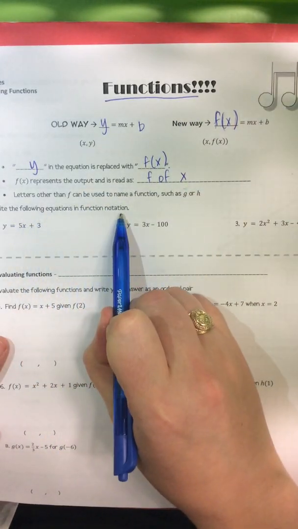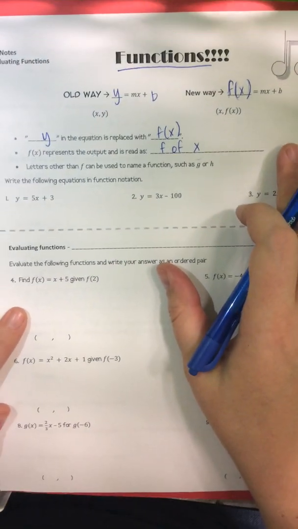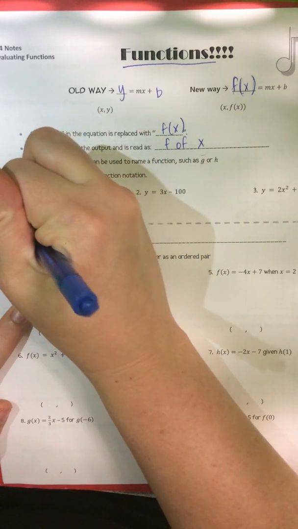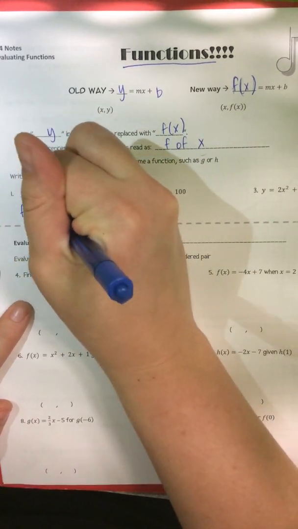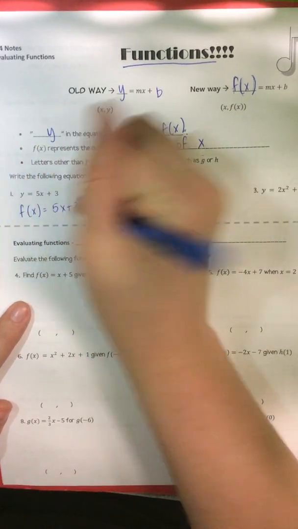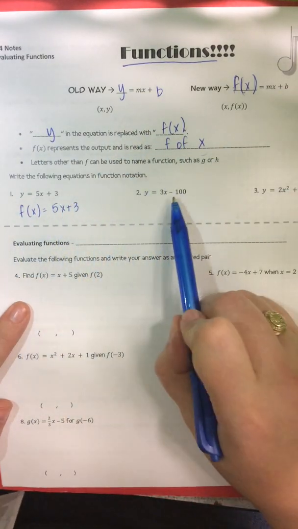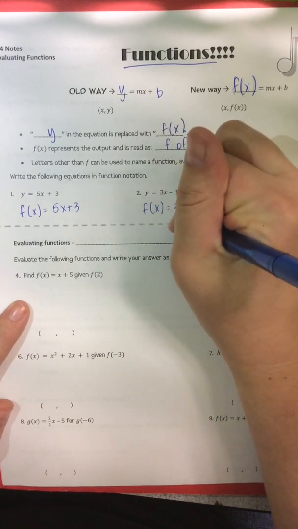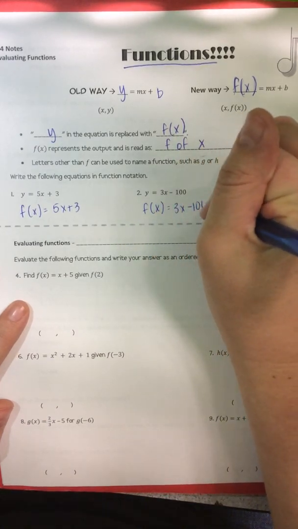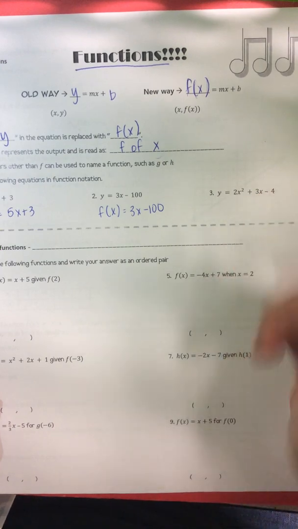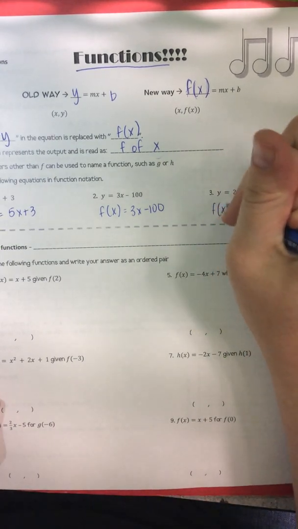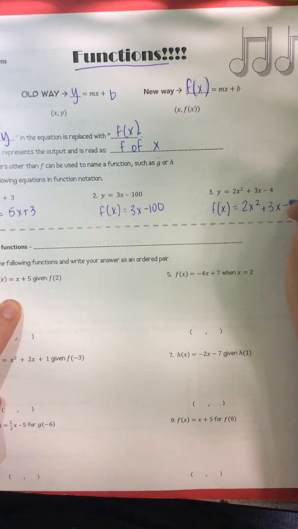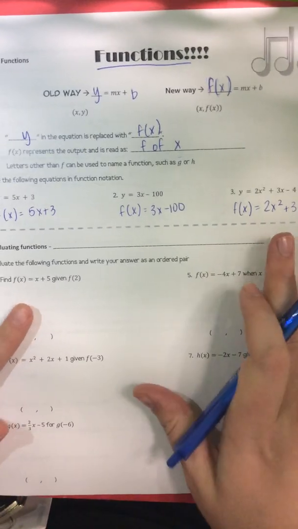So write the following equations in function notation. So function notation, we're just going to exchange our y for f of x. So f of x equals 5x plus 3. Notice these are already solved for y. Okay, same with this one. f of x equals 3x minus 10. Okay, same with this one. f of x equals 2x squared plus 3x minus 4. Now that's what your function notation looks like.